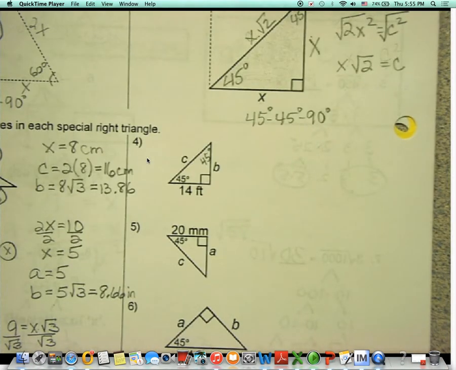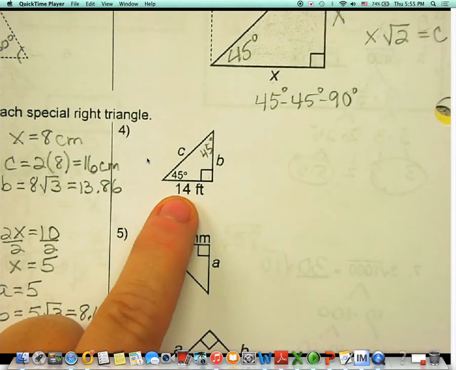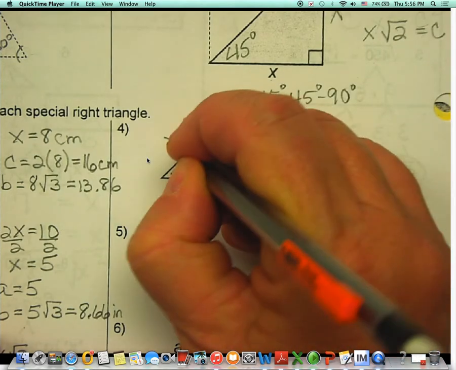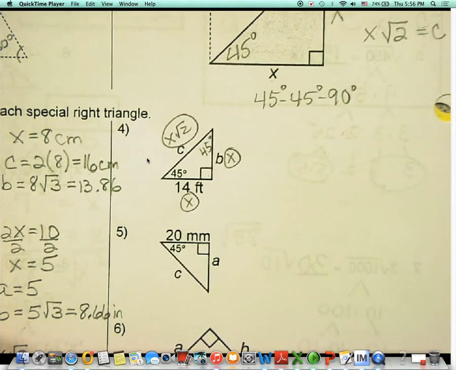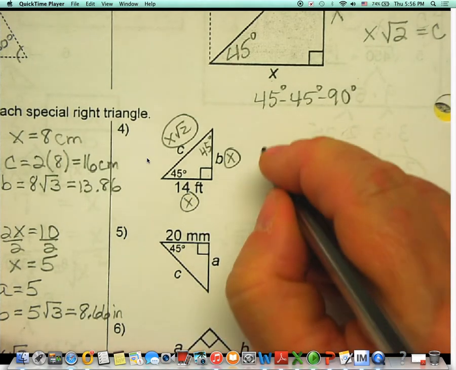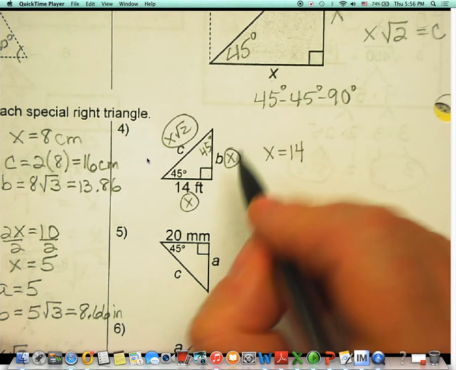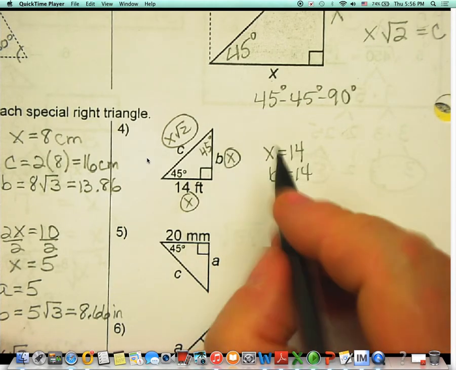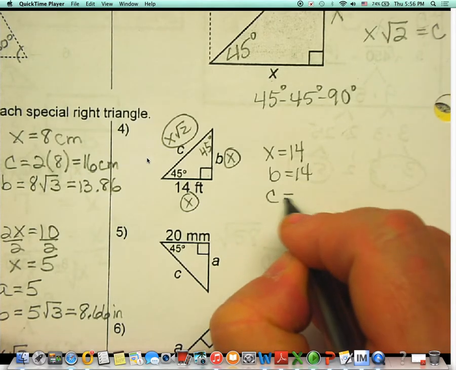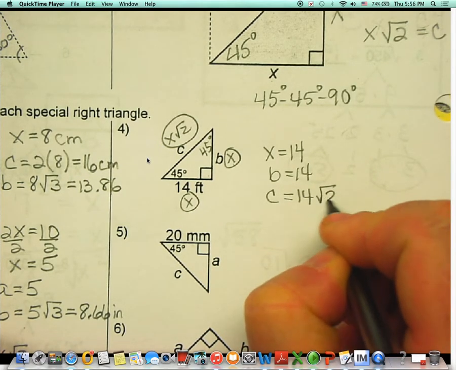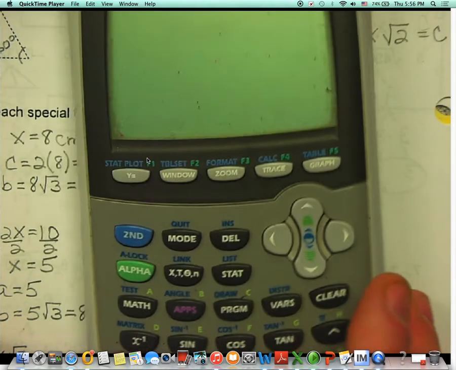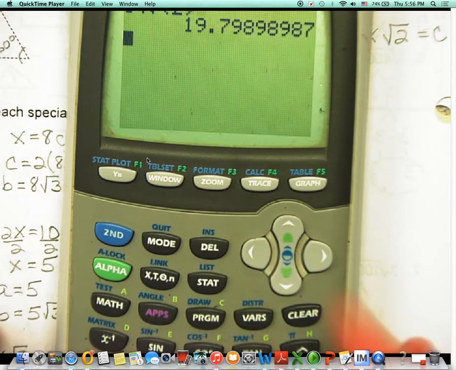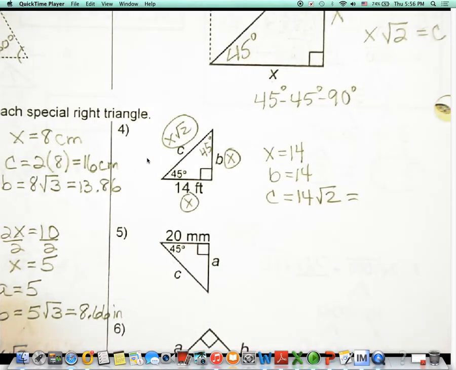All right, so we've got one side, the 14 foot, and we're going to label our sides x, x, and x square root of 2. So we know the 14 foot side is x, so x equals 14. So x equals 14 here, so b equals 14. And then c equals x square root of 2, so c is going to equal 14 square root of 2, which is 19.79 or 19.8.